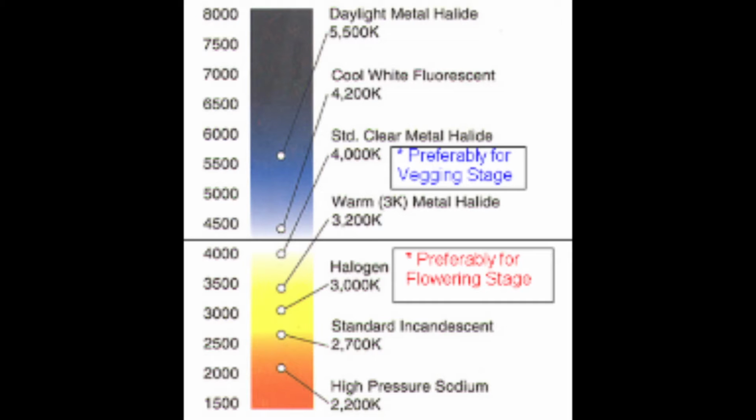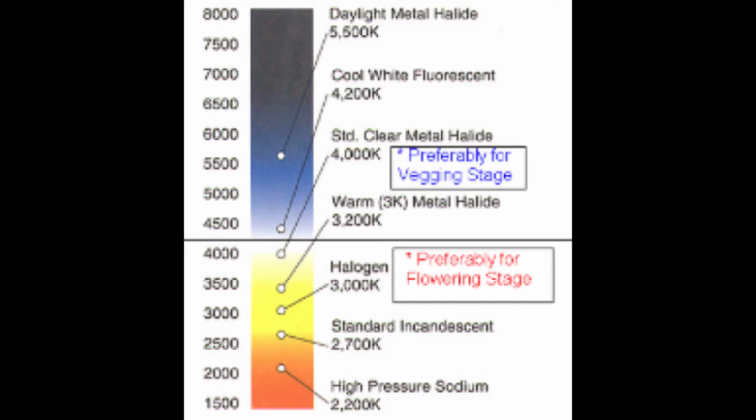Now, when it comes to actually flowering, your plants are going to prefer to utilize the range of 2000 to 4000. In actuality, when the plants are outside, the sun would give them all of the spectrums of light that they need to grow. But when you're growing indoors, you have to kind of play nature or mimic the sun by utilizing the different types of lighting.